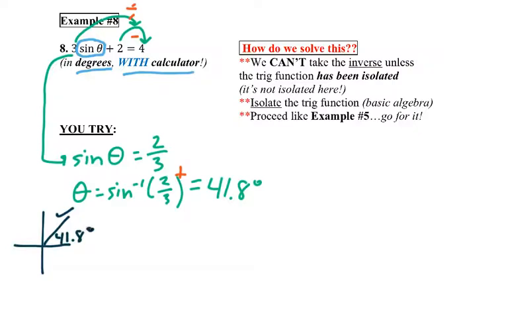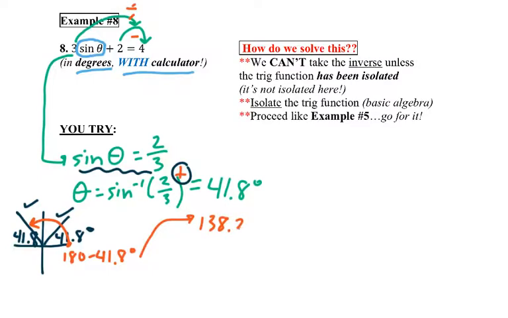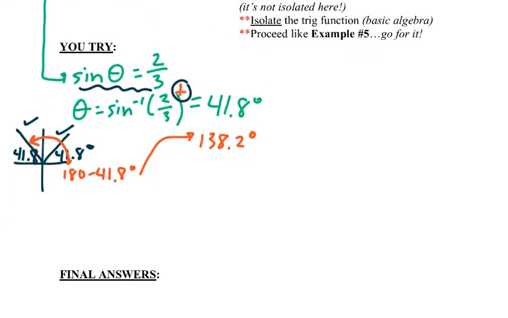So toss out the inverse for a second. Let's think, where else is sine a positive number? And that's actually way over here in the second quadrant. So let's use the same reference angle, 41.8 degrees. But we always have to think from zero, what is that second angle really? And that's going to be 180 minus my reference angle. So my second answer should be about 138.2 degrees. Final answers, let's put them both together here.